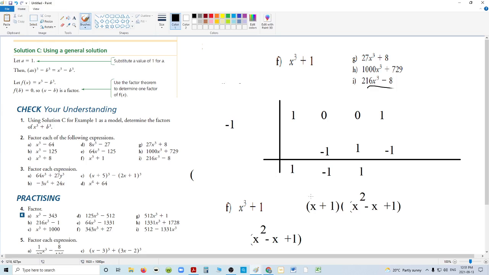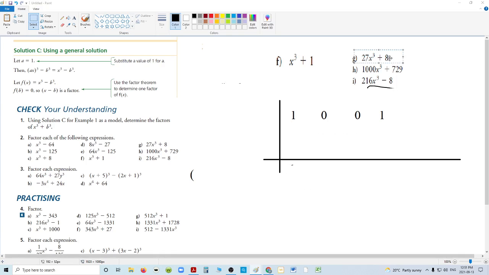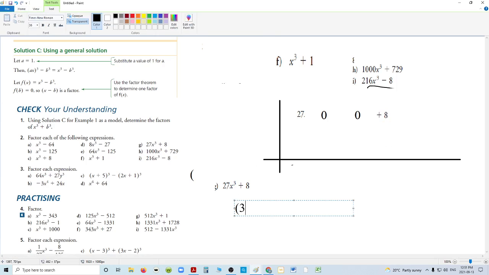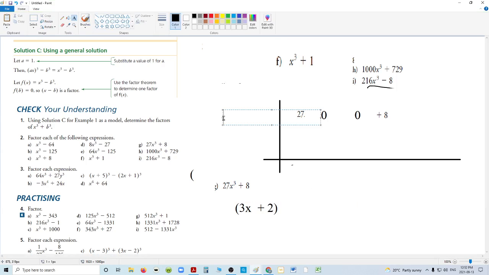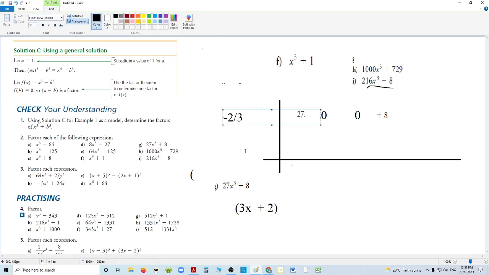And if you expand this, you will again return to that, because the x squareds and the x's cancel each other out. And just keep going. We're just going to keep using synthetic division for solving these. This one is 27x cubed, so that means the number in front up here is going to be 27, not 1. And the number here is +8. What's the cube root of 27? It's 3x. What's the cube root of 8? +2, which means this time my root is -2/3.